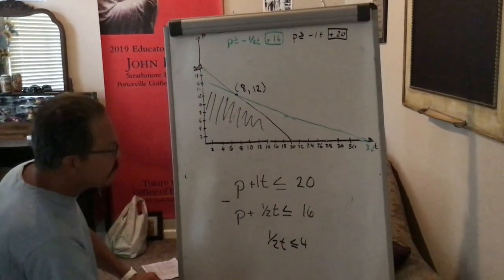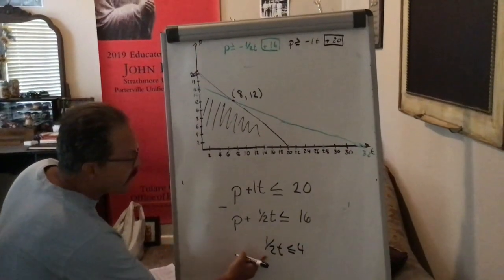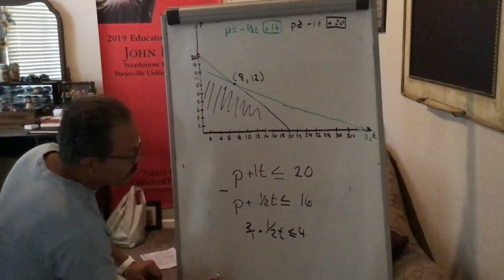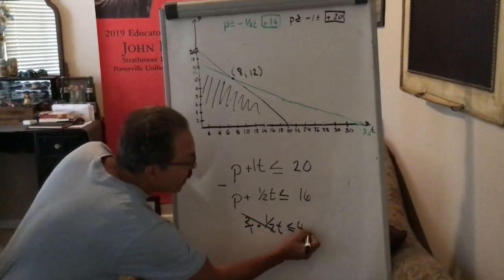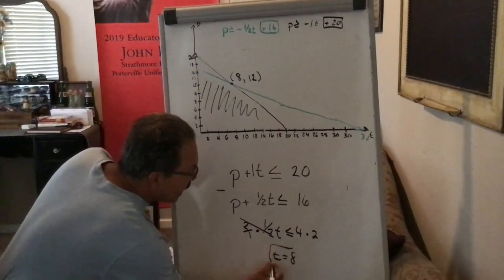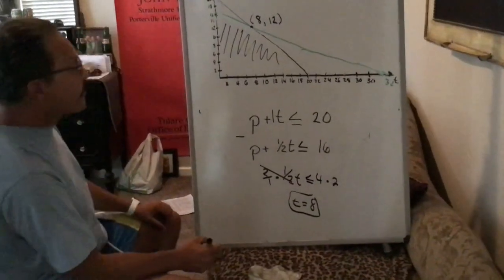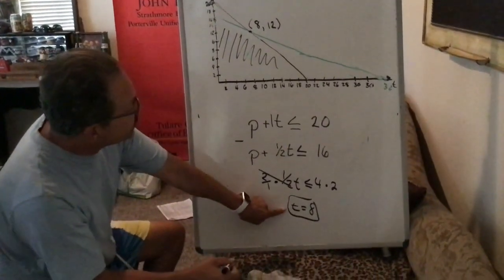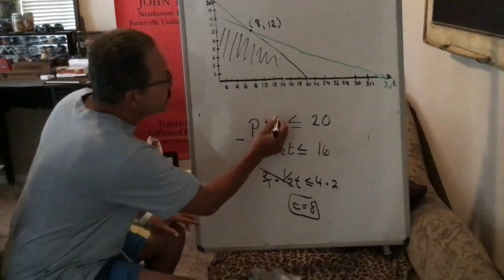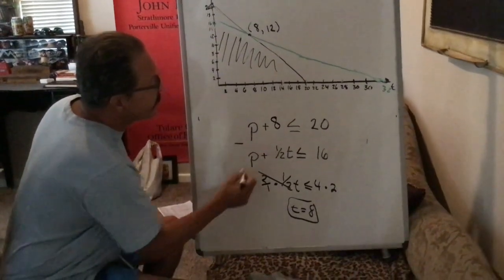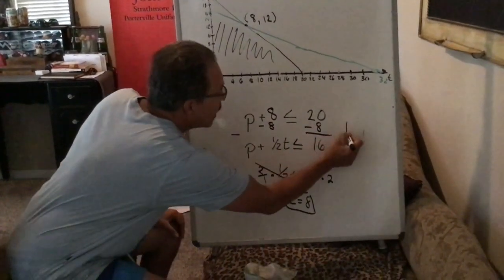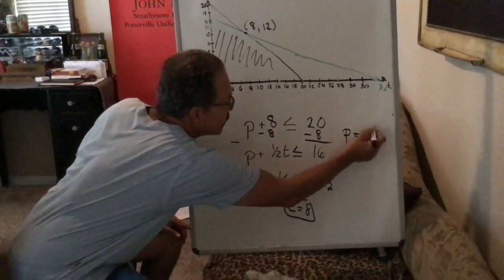To solve this, we do the opposite. Opposite of timesing by a half is timesing by 2. I do this to both sides. I find t is equal to 8. To solve for p, I just replace the t in this equation with 8. To solve this, I subtract 8 from each side, and p is equal to 12.